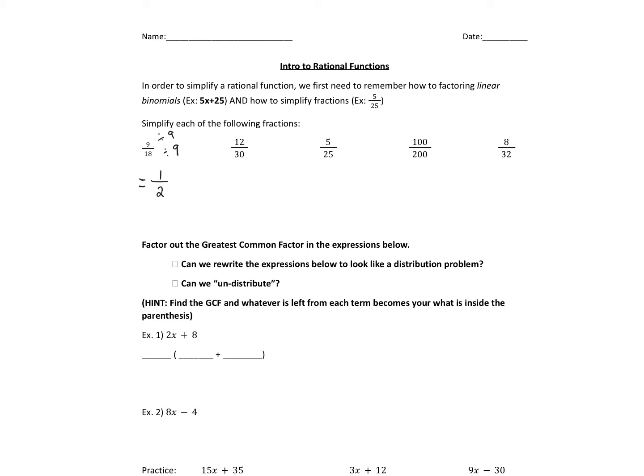So on this next one, for 12 and 30, I have to think, what's the biggest number that fits into those? And I know that 3 fits into them, but I also know that 6 fits into both of those numbers. And 6 would be my greatest common factor. So if I divide both of these by 6, I would get 2 over 5.